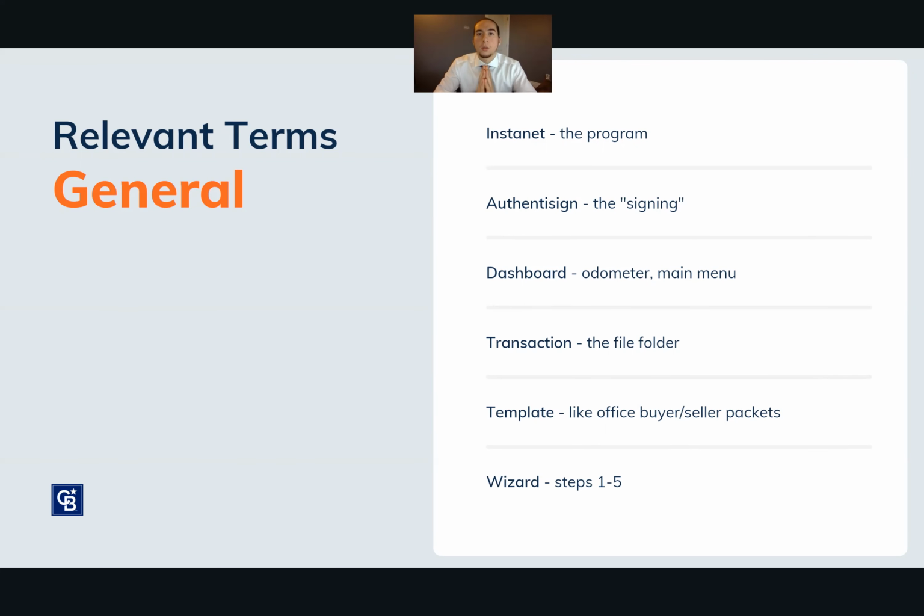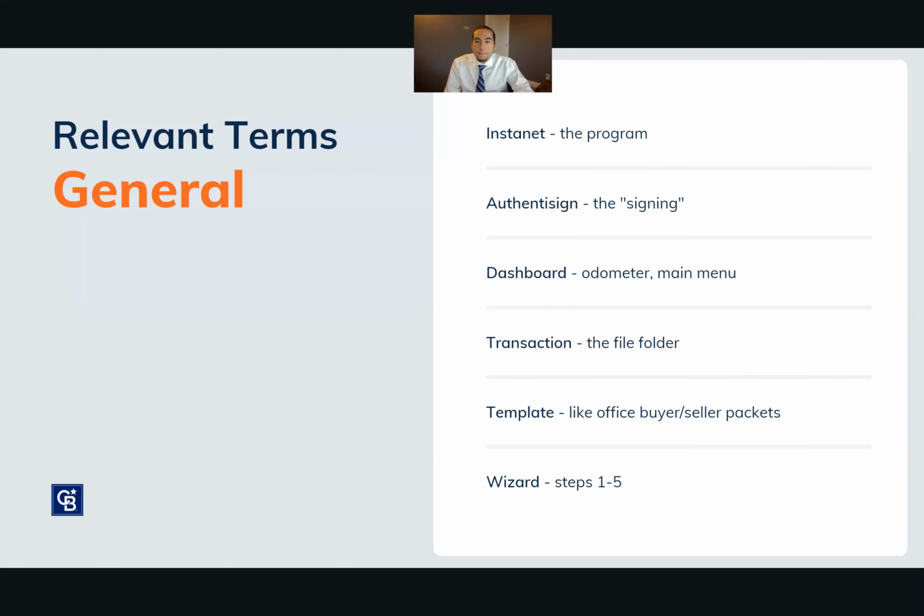Dashboard. Dashboard's our home screen. The icon on the screen is an odometer, but the dashboard is what is home. A transaction is a file folder. A transaction is what we are going to create and what we are going to use to house our purchase contract and all the disclosures and a copy of the deposit and all that good stuff. And we'll get more into that as we go.